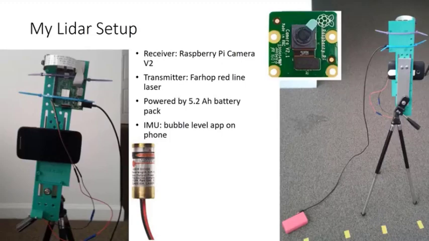My LIDAR setup will use a far-hop red line laser, shown here in this picture, and here as a close-up, as the transmitter, and a Raspberry Pi camera, here and here, as the receiver. In order to collect data accurately, I will be using the Bubble Level app on my spare phone to record the angle of my system as I collect data. The data will be collected and stored by the Raspberry Pi, and then sent to my laptop for processing.